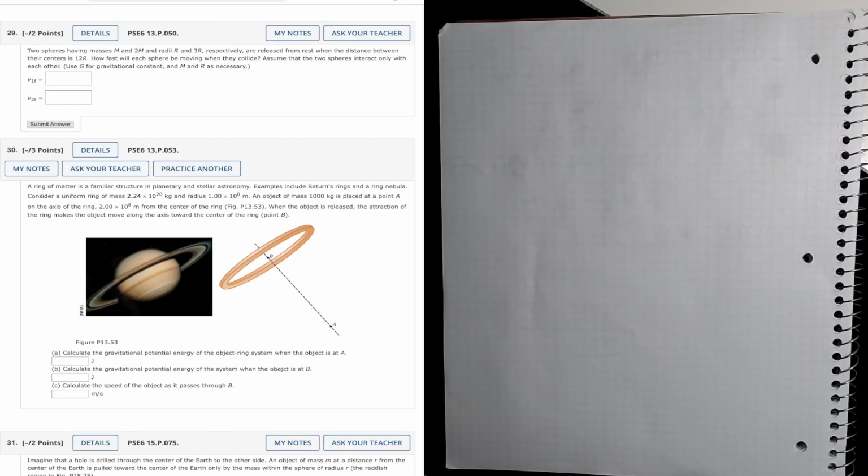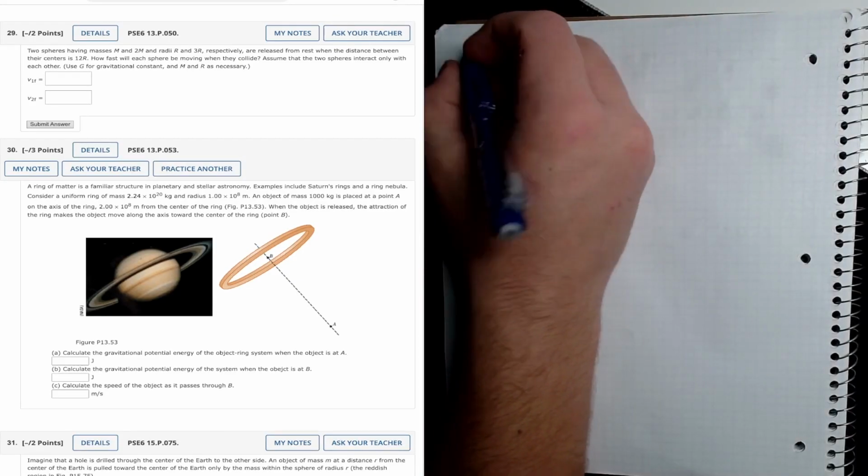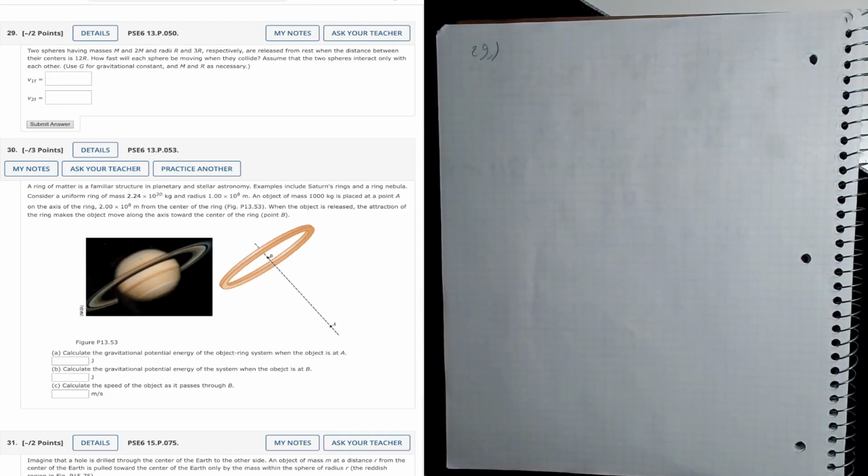Alright guys, now on to question number 29. Two spheres having masses m and 2m and radii r and 3r respectively are released from rest when the distance between their centers is 12r. How fast will each sphere be moving when they collide? Assume that the two spheres only interact with each other.